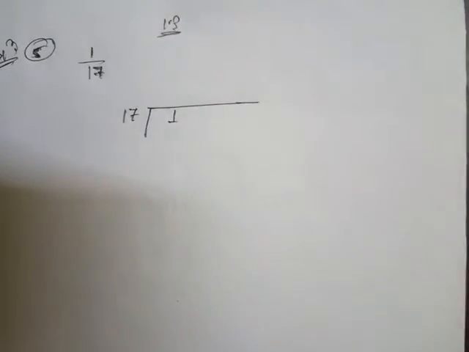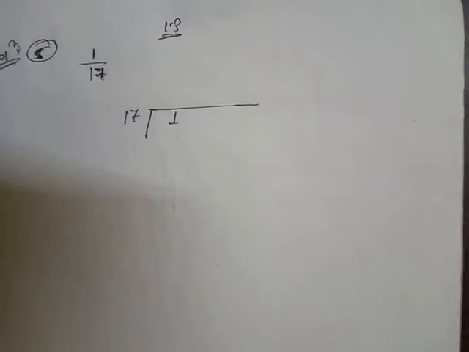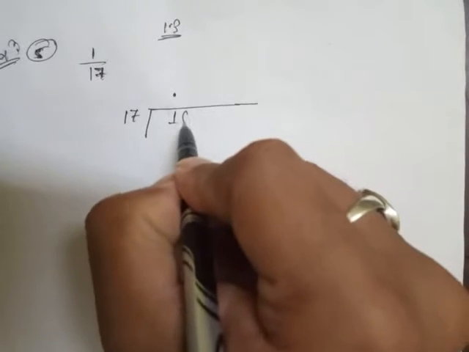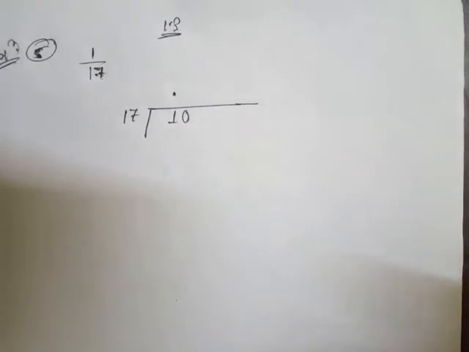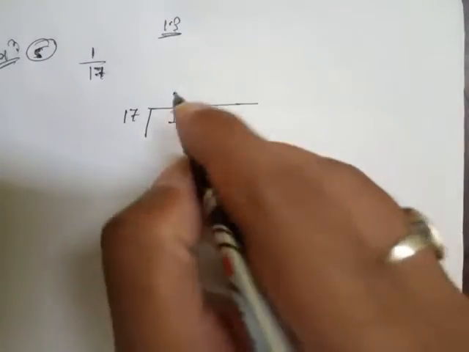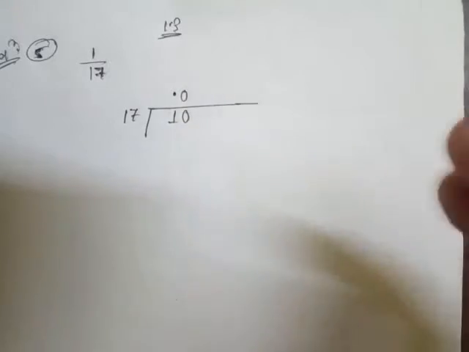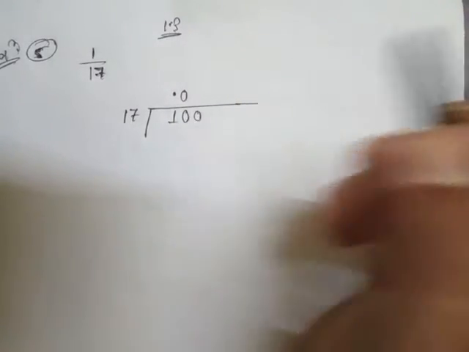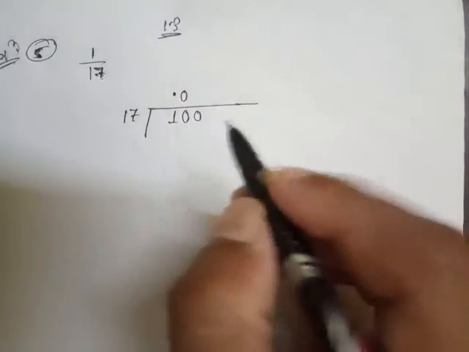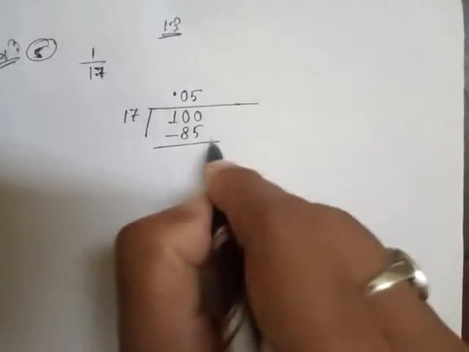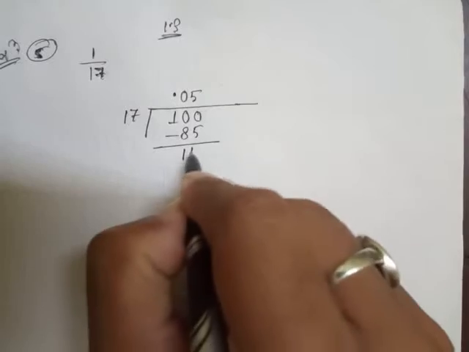Now we know that 1 is less than 17, so 1 cannot be divisible by 17. So I will put here a decimal point. Now there will be 10. 10 is less than 17, so also not possible, so I will put here 0. Then here 100, now possible. Now 17 into 5 is 85, so remaining would be 15.